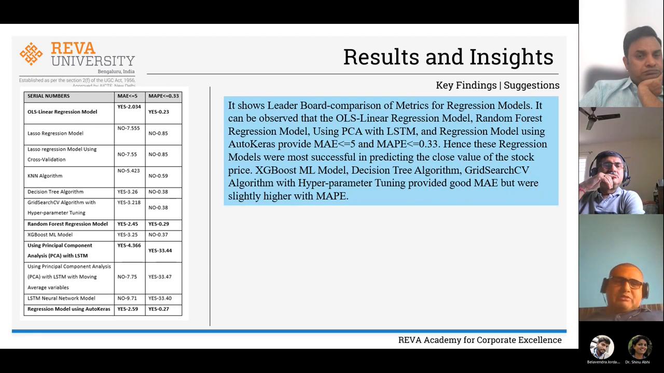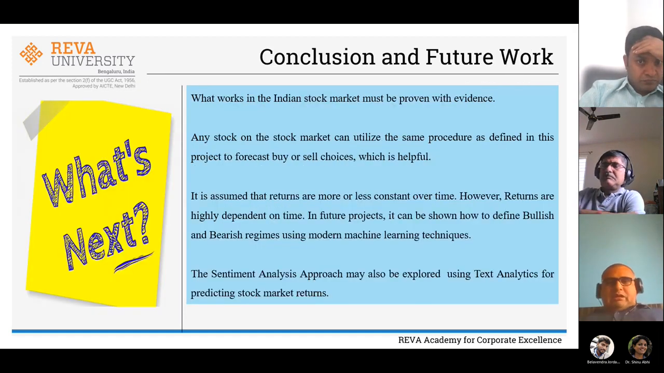Others, some of them were able to give good MAE, but they were not able to give good MAPE. So if a good MAPE is not there, then that's again one of the considerations we have taken: MAPE should not be less than 33%. If it is less than 33%, I have rejected that model as not giving a good value.